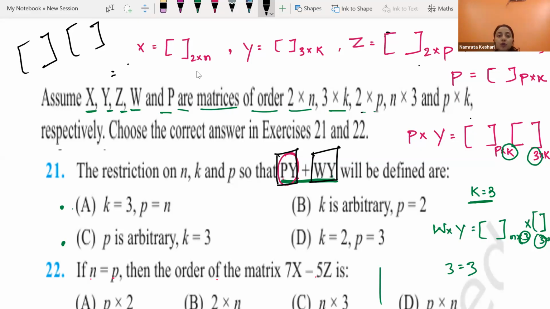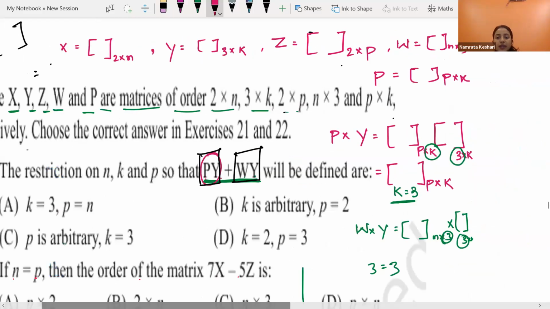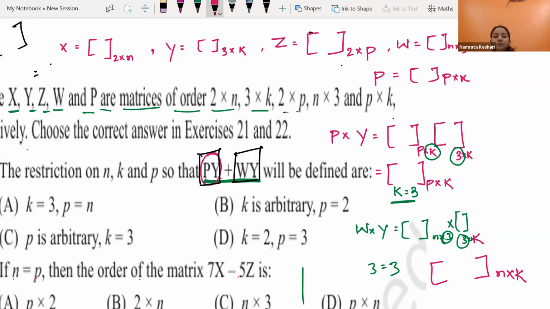Yeah. One more thing we must know over here, that when we are getting the resultant of PY, that resultant of PY must have the order P by K. Do you know that as well? Oh, yes. We can take the row from there and the column from here. So P by K, this is the resultant of PY. And what about the resultant of W into Y? We can say W was N into 3 and Y was 3 into K. So the resultant over here will be N by K, right, Kiran?